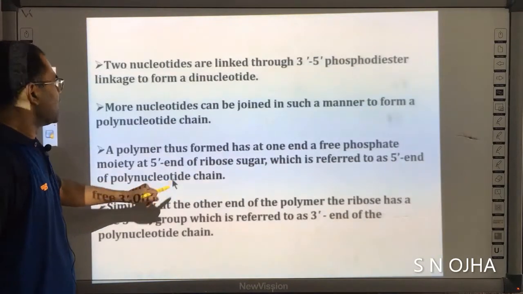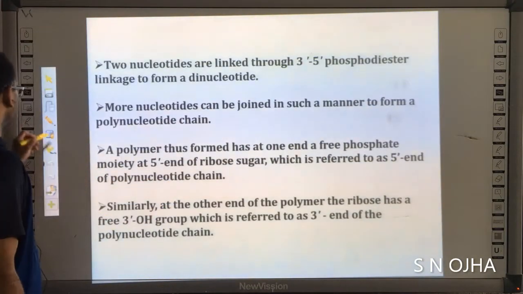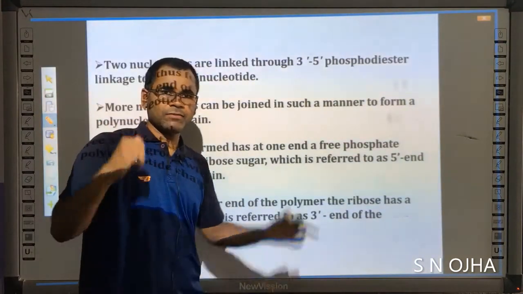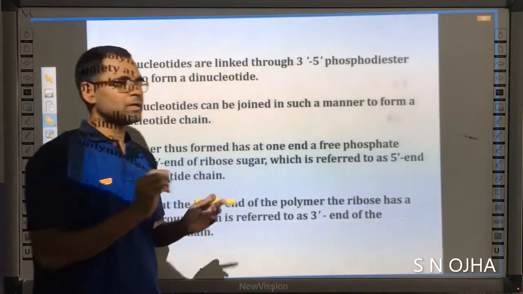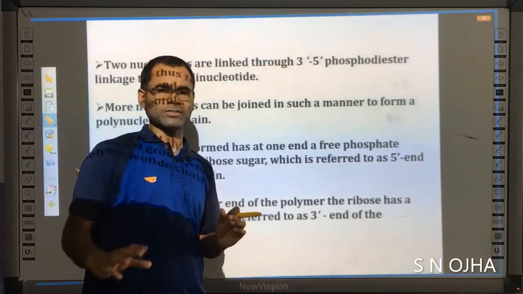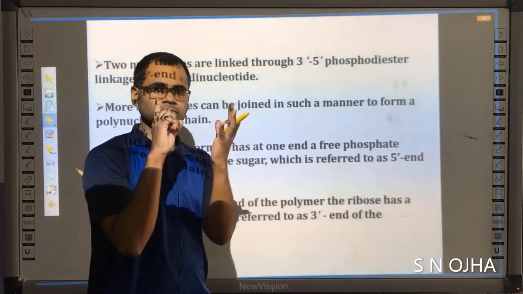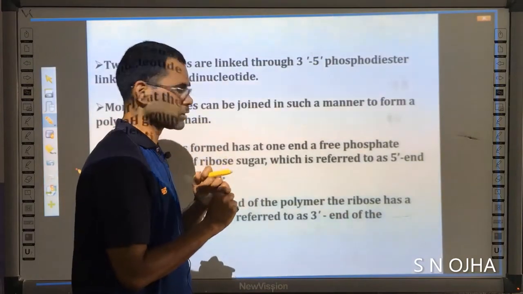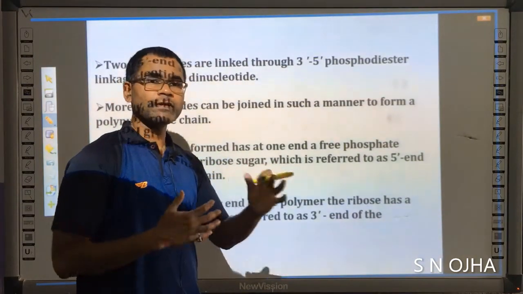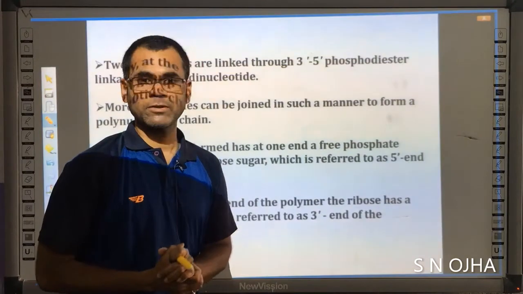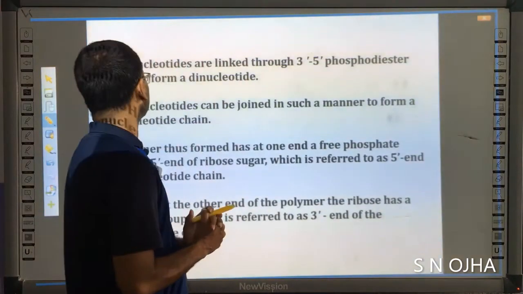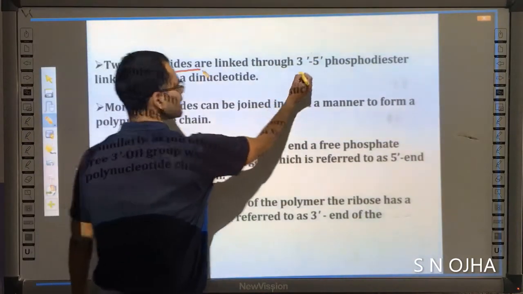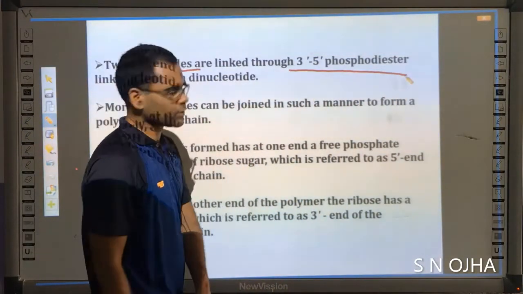Well, now the very important part here is the linking. We have discussed the different sections. We have discussed part 1 of nucleotides, we have discussed phosphate bonds, and now we are going to discuss the various types of bonds which are present in the DNA. Basically, in the DNA, 2 nucleotides are linked by a 3', 5' phosphodiester bond.